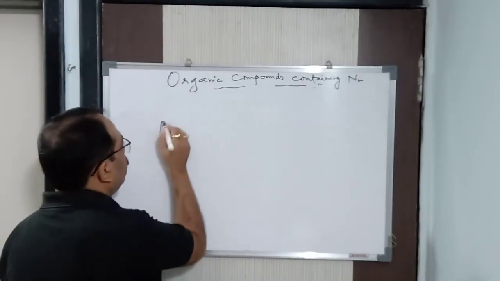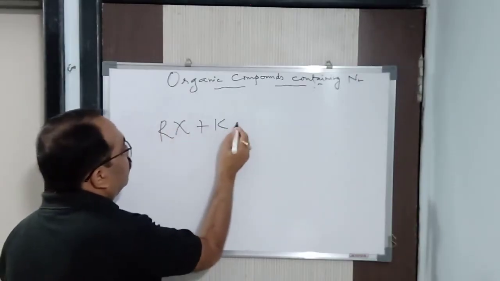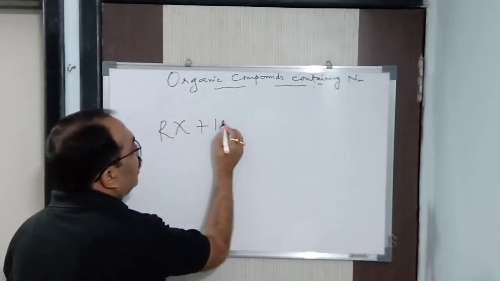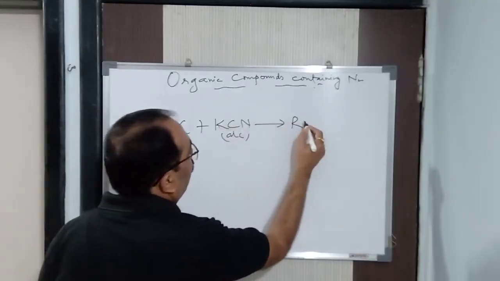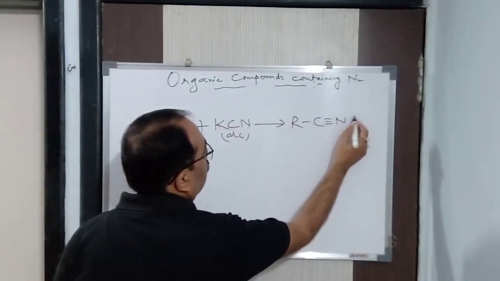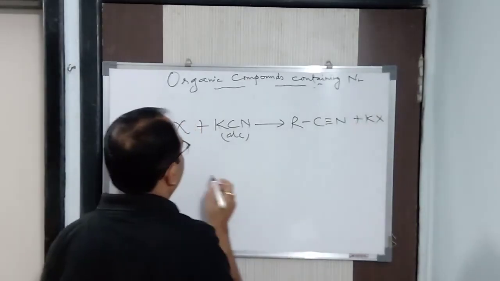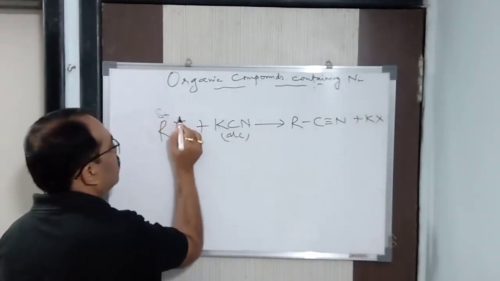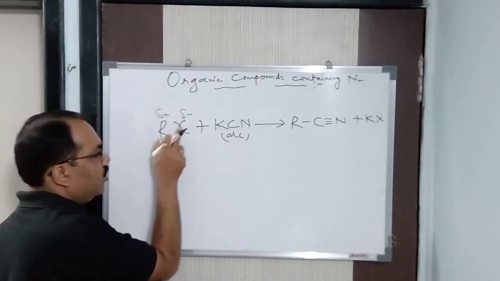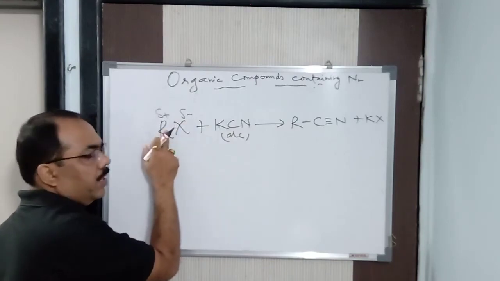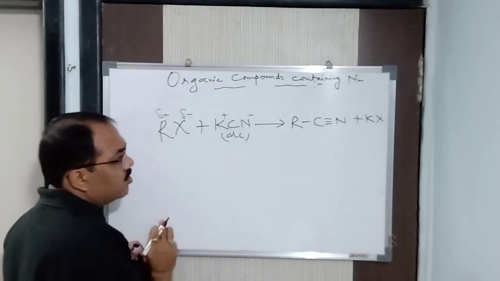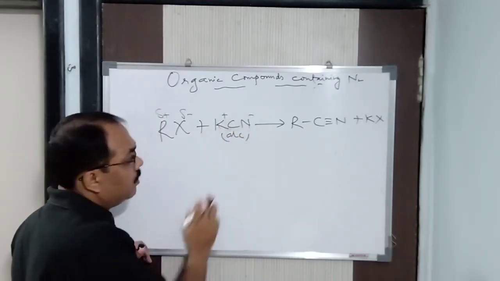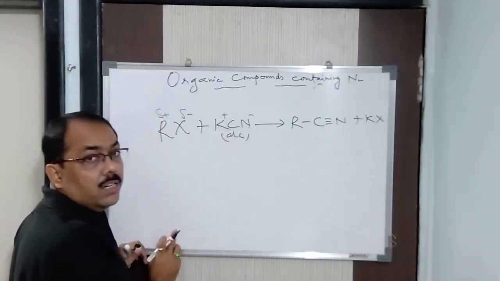I am talking about RX plus alcoholic KCN, which will give you RCN plus KX. The reaction takes place in this way. R is positive compared to X. We know that X is more electronegative compared to the alkyl group, that is carbon. And potassium cyanide is an ionic compound. It dissociates into K plus and CN minus in the presence of alcoholic medium.